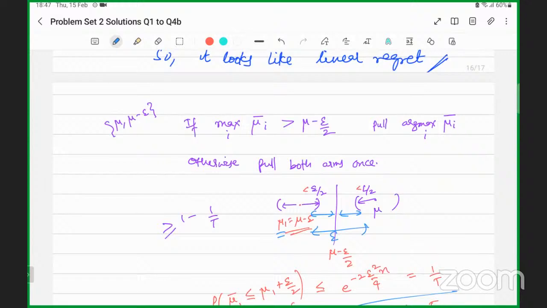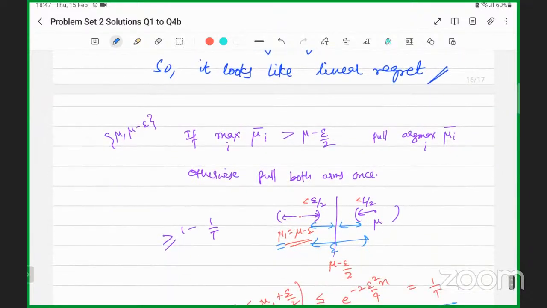That much we know. Let's say at that point of time the right arm has not been played enough number of times. So what can happen? The left arm has been played enough number of times, but the right arm has not. So both of them have u bar less than u minus epsilon by 2. So then what will we play? We'll play both arms once. That means you are improving the samples of the right arm. So at some point, what will happen?